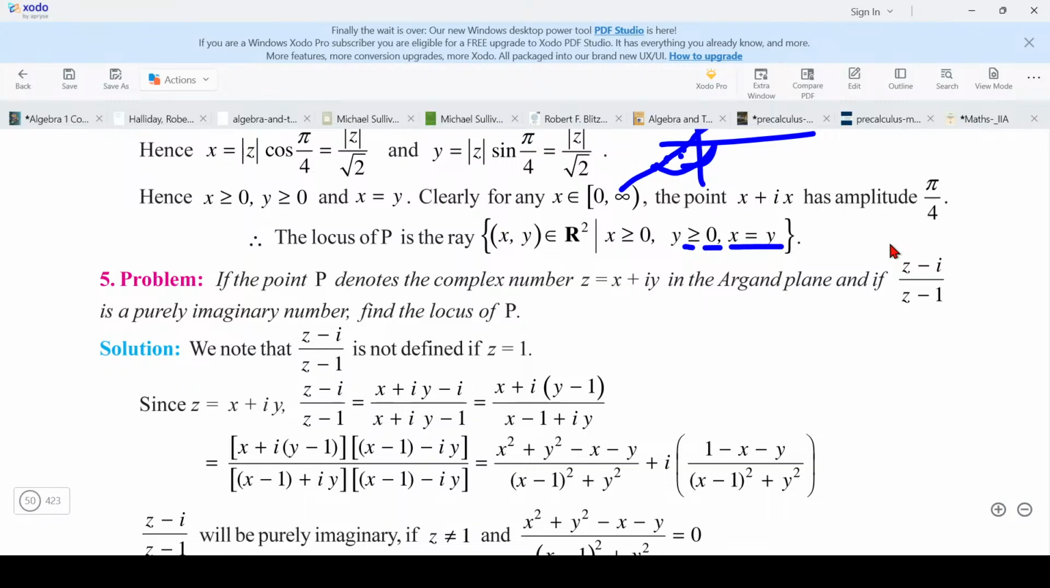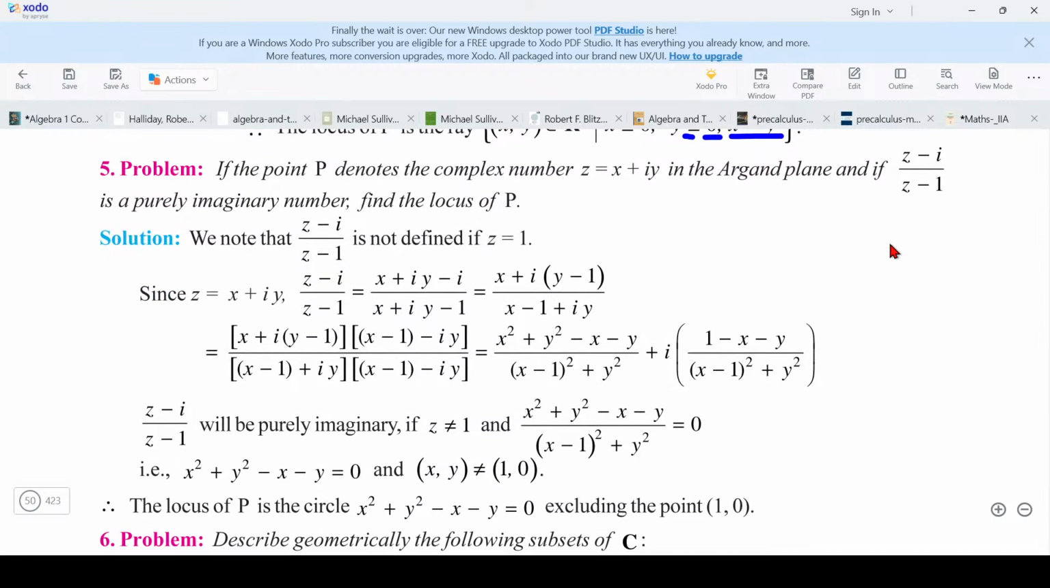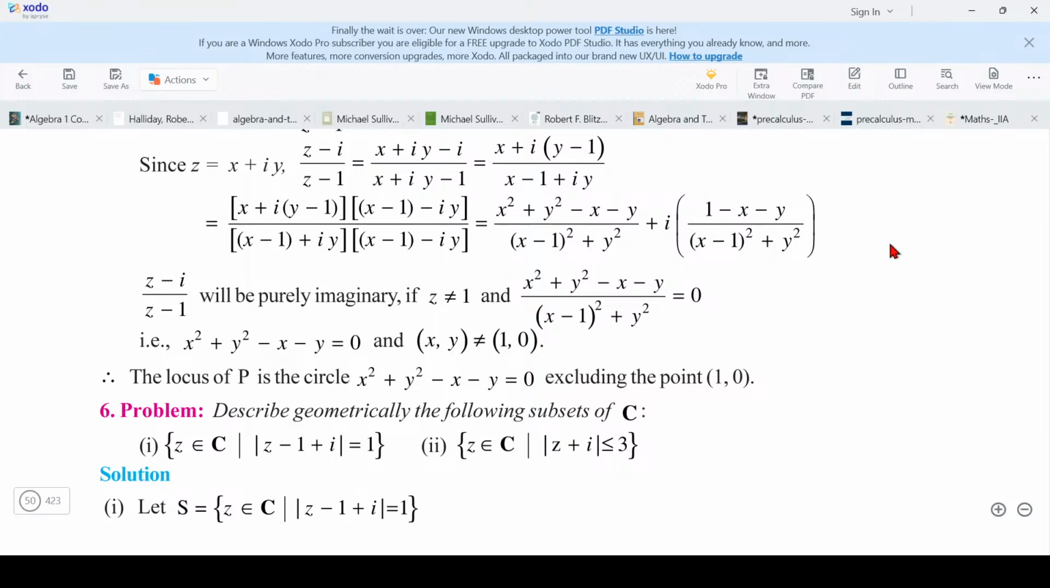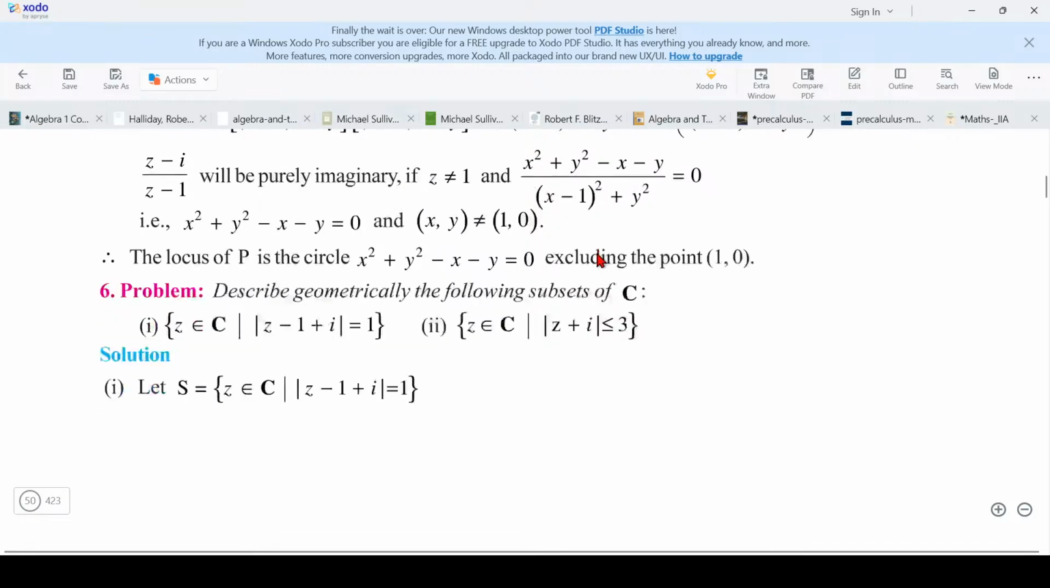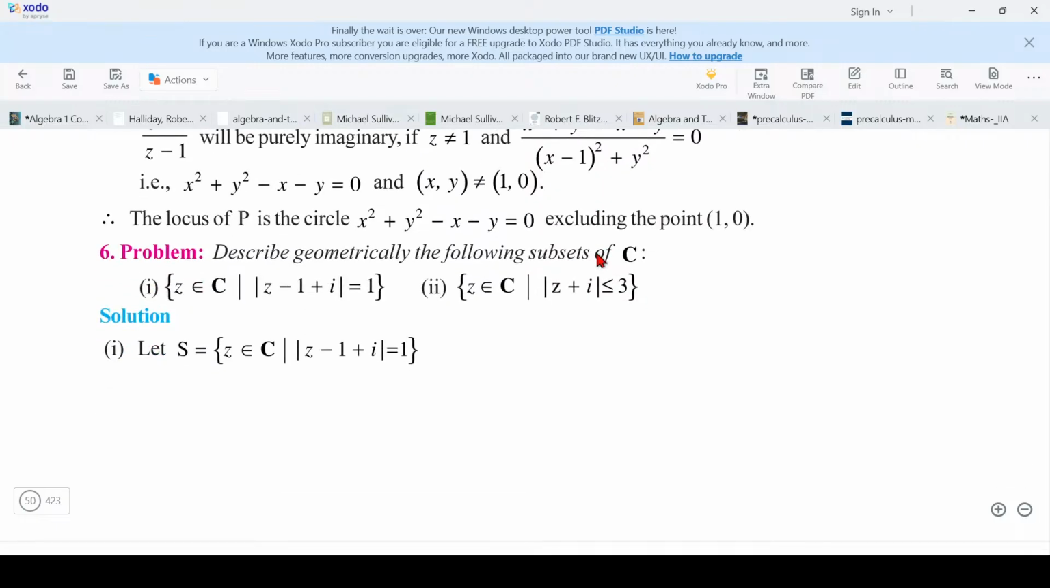Sir, x square plus y square minus x minus y equal to 0. Minus x minus y should be equal to 0. Okay. Yes, agree, sir. And now x y should not be equal to y because the denominator will become 0. Right? Yes, sir.